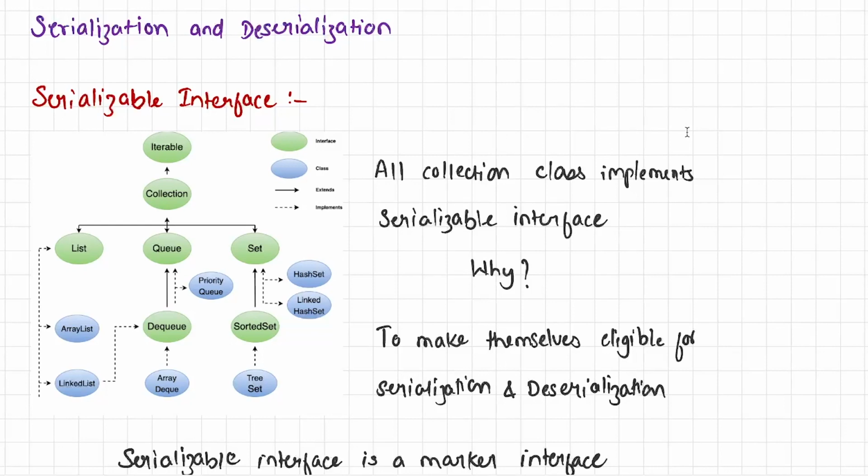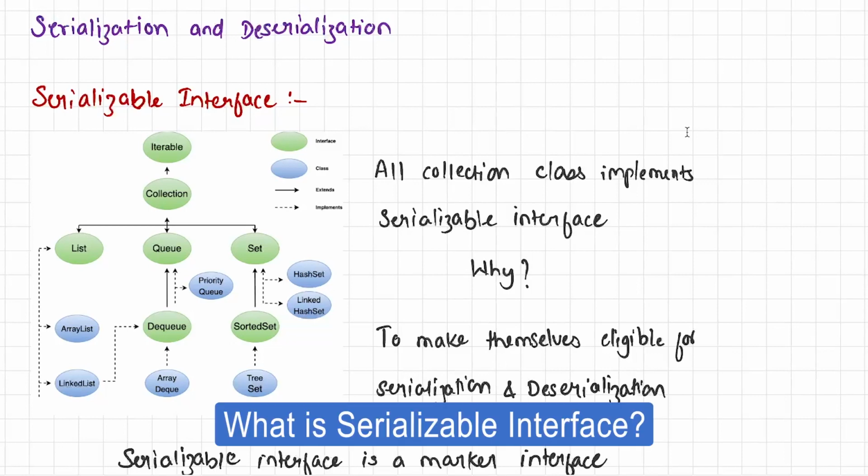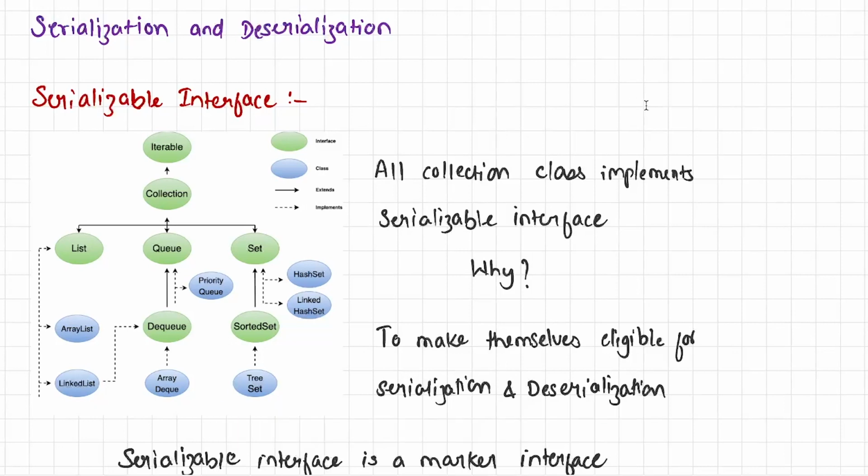Alright guys, in order to understand what is serialization and deserialization, first we have to understand what is the serializable interface. Yes guys, you heard that right. If you look at this collection framework hierarchy, you will see blue color objects, and all these objects are collection classes, for example, array list, linked list, array deque, priority queue, and so on. If you look at the source code of all these collection classes, you will notice one common thing: all the collection classes implement the serializable interface.